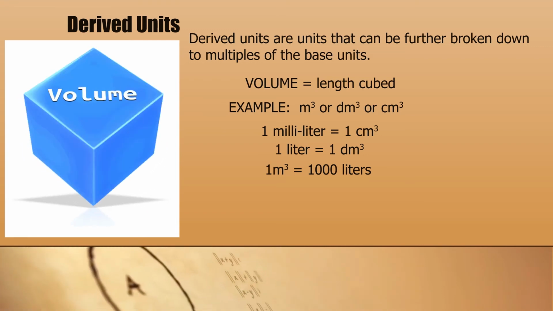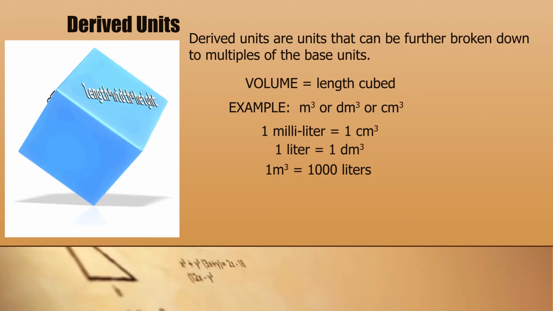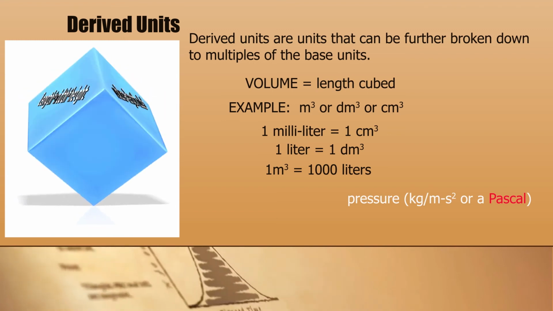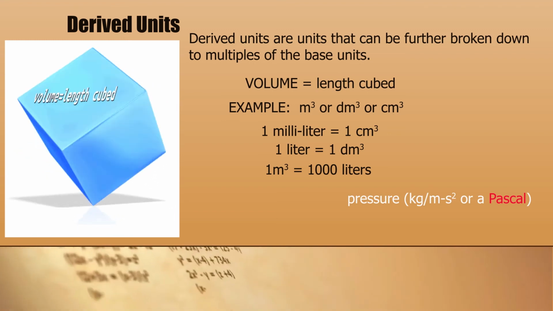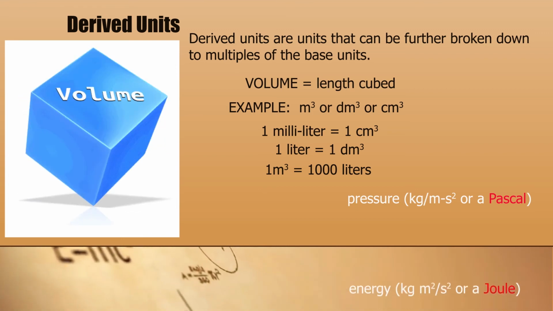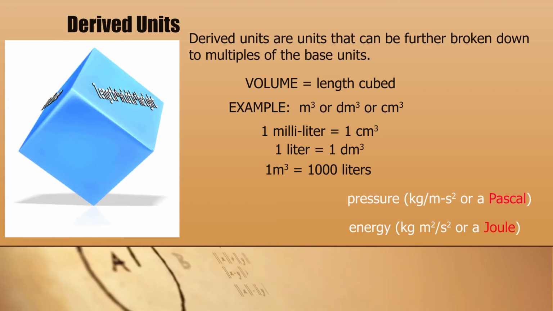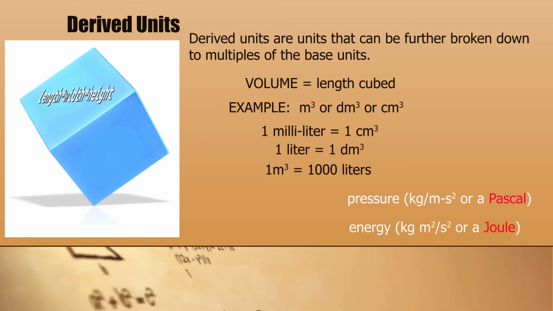There are also many derived units we use in chemistry other than volume. For example, our measurement unit for pressure is based on the fundamental SI units of kilograms per meter second squared. This unit set is called a Pascal. And another derived unit is used for energy, which is based on the derived SI units of kilograms meters squared per second squared. This unit set is called a joule.